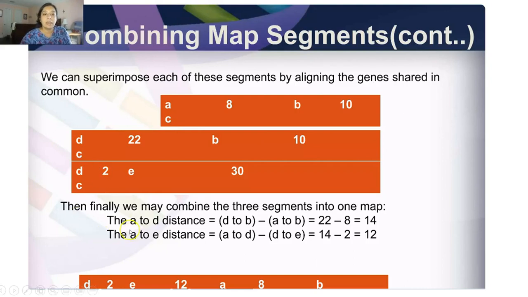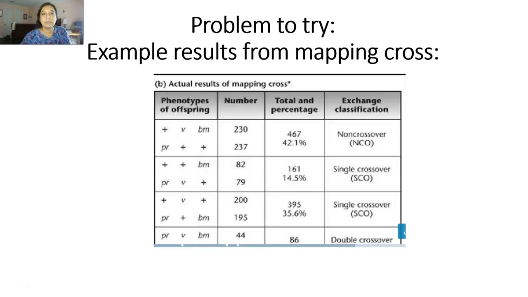So here, the A to D distance is going to be the distance from D to B minus A to B. And similarly, A to E is going to be the distance A to D minus D to E. So you superimpose them on top of each other and you get your full map. And in that final map, we know how each one of those genes is placed, where they are, and what the distance between each one of them is.